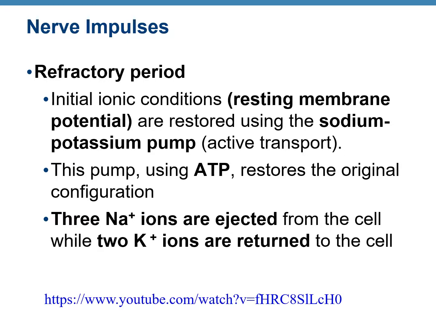The fourth and the last stage of the transmission of nerve impulse involves the refractory period. In this phase, the initial ionic conditions, that means what was present during the resting membrane potential, is restored, and active transport is used for this purpose. Sodium potassium pump is used. This pump uses ATP. So ATP is broken down. For every one molecule of ATP that is broken down to release energy, 3 sodium ions are kicked out from the cell and 2 potassium ions are brought inside.